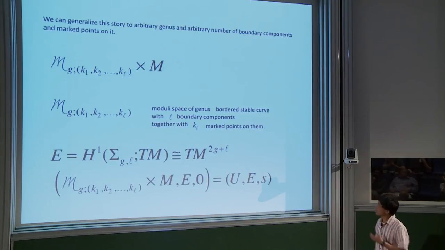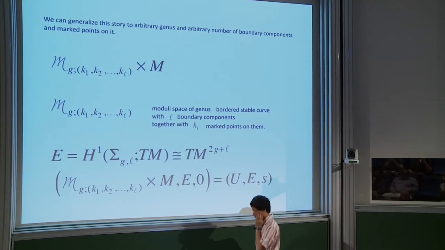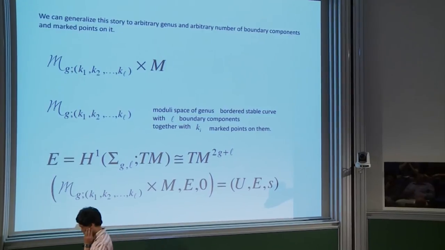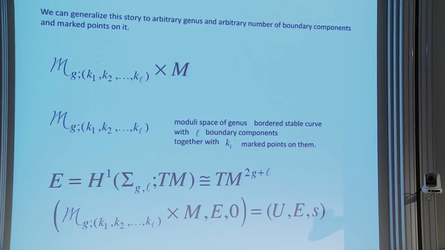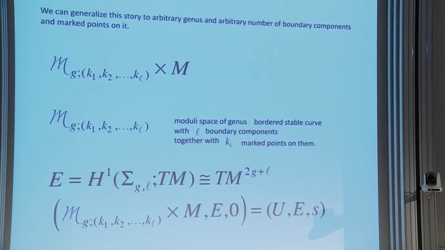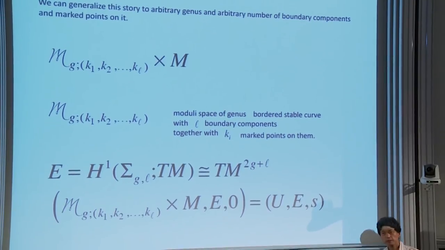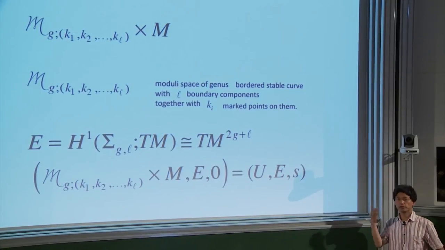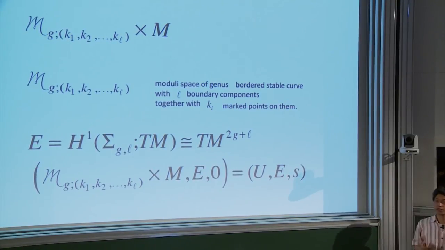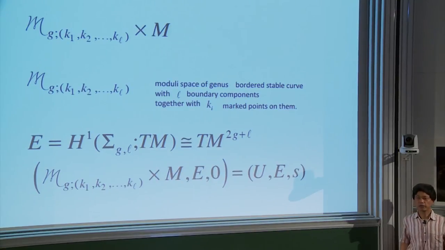So now we can completely generalize these pictures to an arbitrary Riemann surface of arbitrary genus, arbitrary boundary components, and an arbitrary number of marked points. So we consider this M, G, K1, K2, ..., KL. That's a kind of moduli space of bordered Riemann surfaces. This Riemann surface is supposed to have genus G, and we assume that it has L boundary components. On each boundary component, you have K1, K2, ..., KL marked points on S1, which respect the cyclic ordering. So we consider this moduli space, and this is actually a manifold with corners.